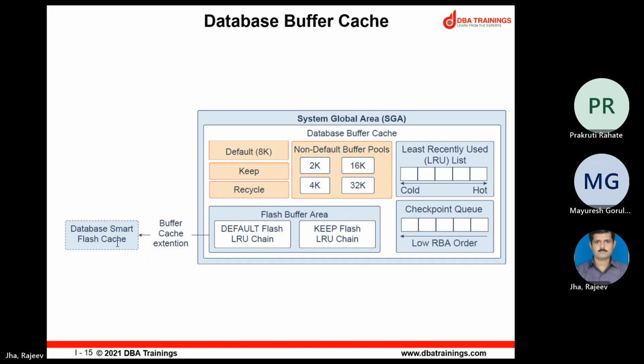Got it? So when the database makes a request, the system will first look into the database buffer cache. If the data is not found in the buffer cache, then if you have enabled the database smart flash cache, my data will be looked up in this smart flash cache. But it's optional. If you enable it, you need a flash disk. If it does not find the data there, only in that case will it go to the disk storage. Otherwise, if it is found here, disk IO will not happen. So either you get the data from the default pool, or if it is not found, it goes to the smart flash cache.